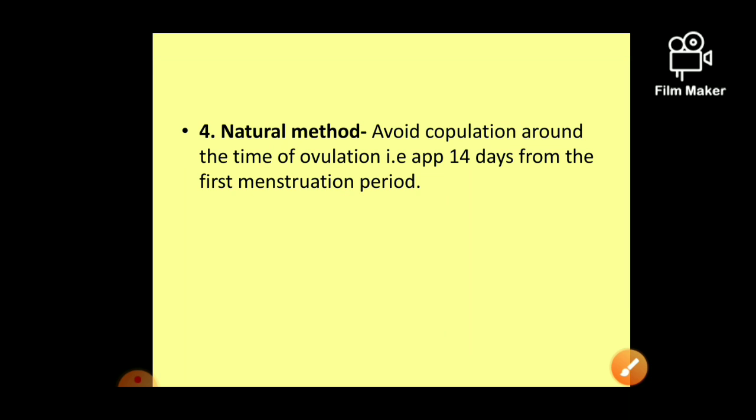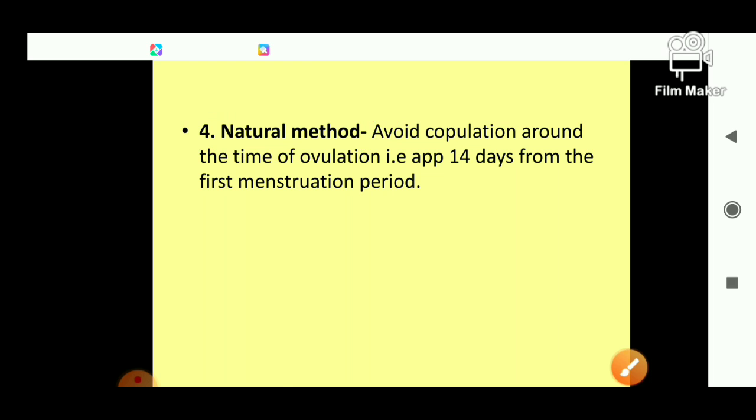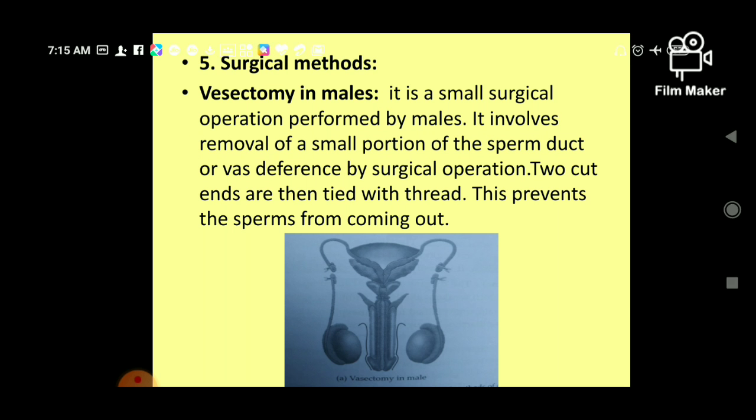Now next, natural method. This method includes avoiding copulation, the rhythmic period, avoiding copulation around the time of ovulation, that is, around the 14th day from the first day of the menstrual cycle.